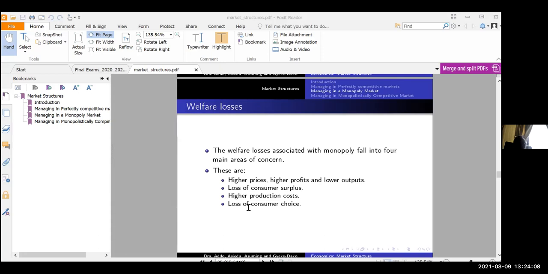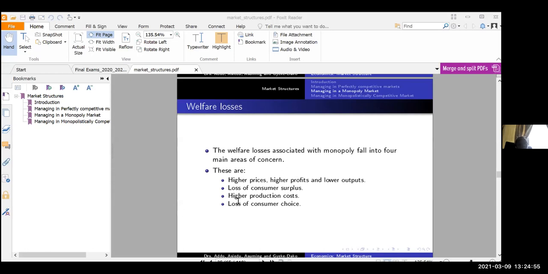All right, let me try and end on this slide. So, welfare losses. There are welfare losses associated with monopoly, and these welfare losses fall into four categories. Whenever you have a monopolist in a very important market, society loses in a certain way. What are the four welfare losses associated with monopolies? When you have a monopolist in the market, you have higher prices, higher profit for the monopolist, and lower output. The monopolist will produce a lower output but charge you a higher price and make lots of profits. So that is the first welfare loss.